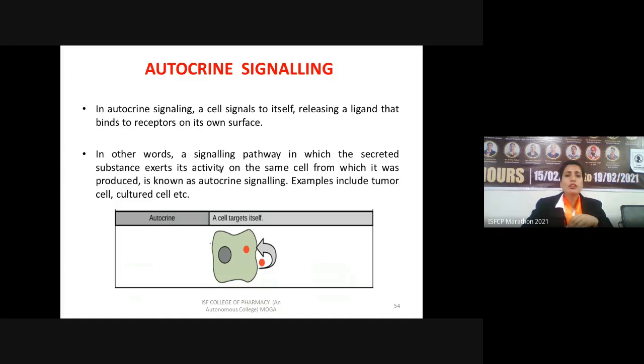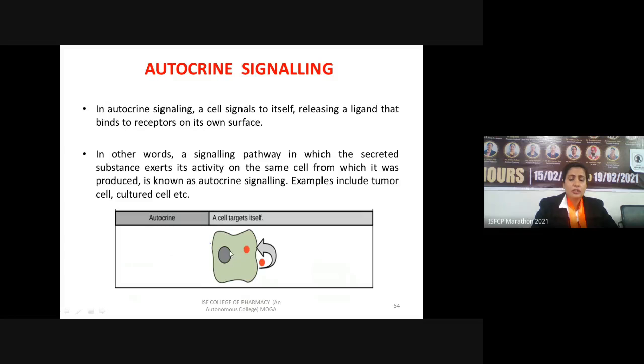First we have autocrine signaling. The term auto means self. So autocrine signaling is one in which a cell targets itself, or we can say in autocrine signaling a cell may send a signal to itself, and by doing so it releases a ligand that binds to the receptor on the surface of its own. You can see in the diagram.